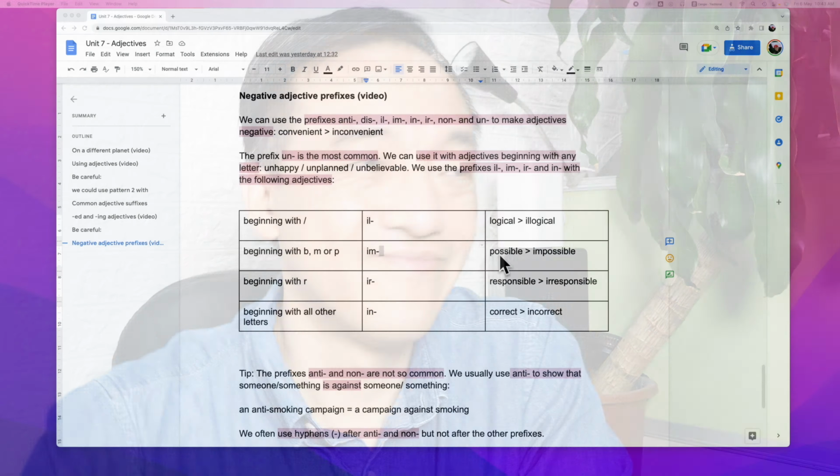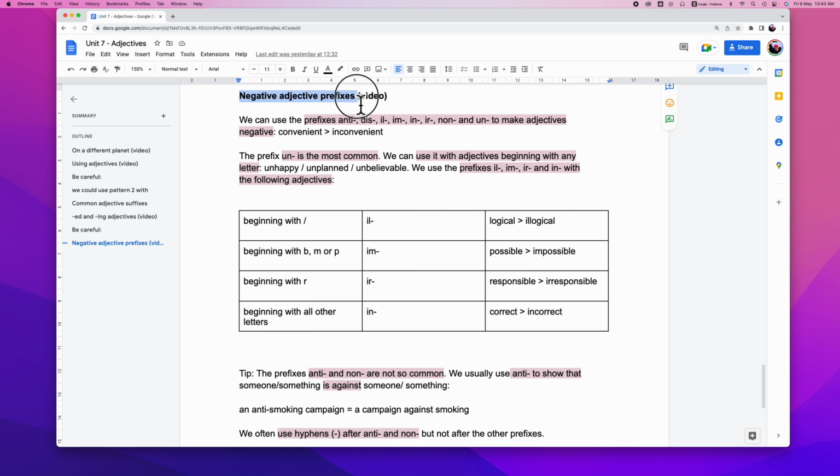Negative adjective prefixes. Now, we could use prefixes like anti, dis, ill, in, il. Okay, so all these are put in front of a word to make adjectives become negative. For example, convenient becomes inconvenient.